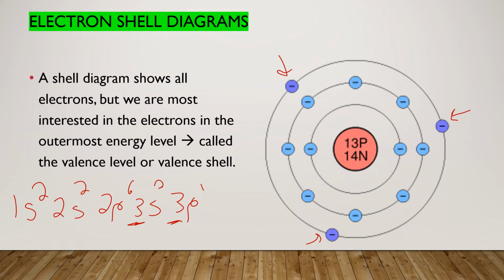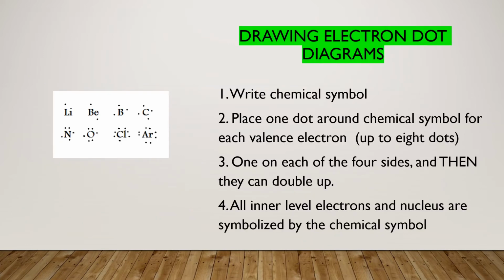2 go here in this first shell. We can have up to 8 in the second shell, so that's a total of 10, and now those last 3 go in the outer shell. So that's how a shell diagram works. We use that too to help us draw our dot diagrams.